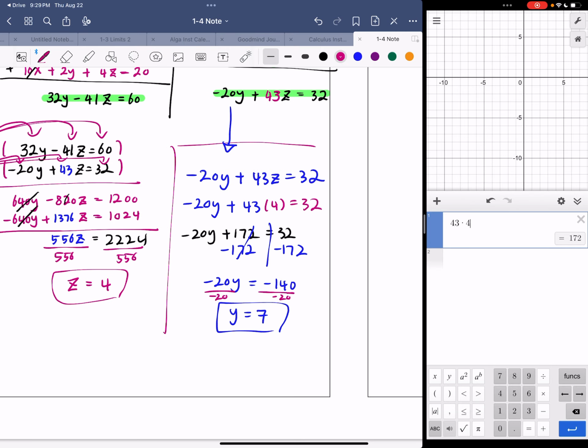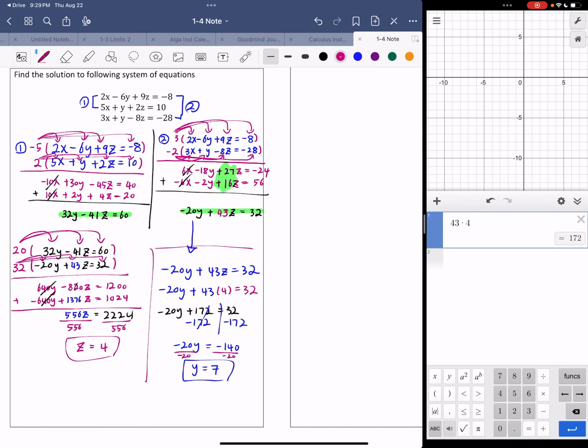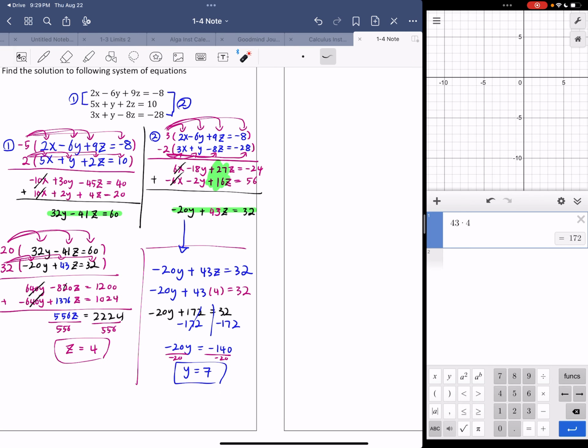So now we got the z value and we got the y value. Now we have to solve for x. So we have to find an equation that has an x. So it's going to be one of these 3. Which one should I use? It does not matter. Just choose one that looks easy. I'll just use the first one because that one looks simple. So I'm going to write 2x minus 6y plus 9z is equal to negative 8. And let me plug in everything. 2x minus 6, but instead of y, I'm going to put 7, plus 9, but instead of z, I'm going to put 4, is equal to negative 8.